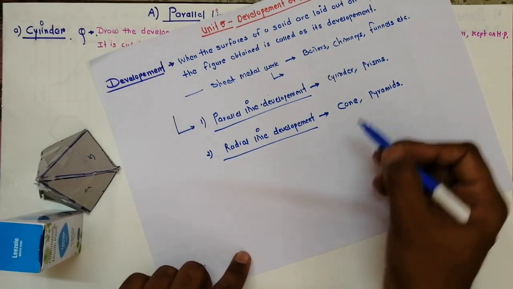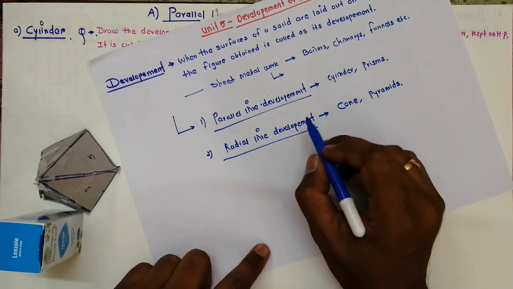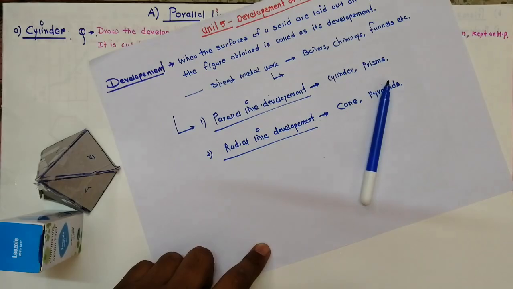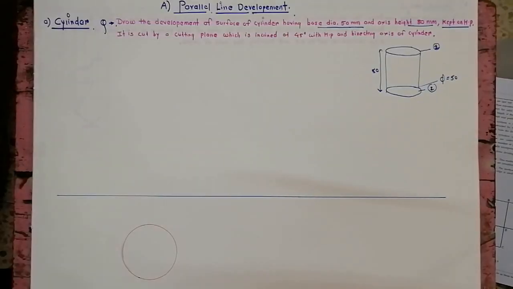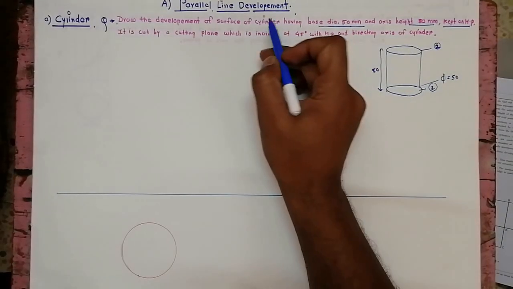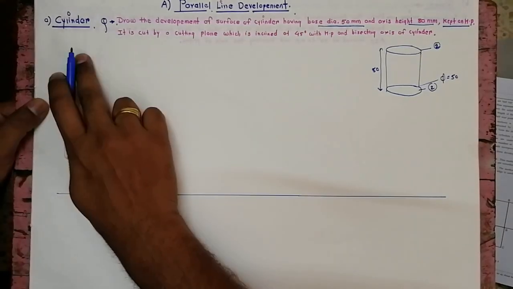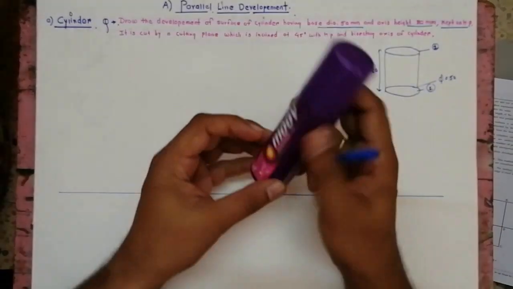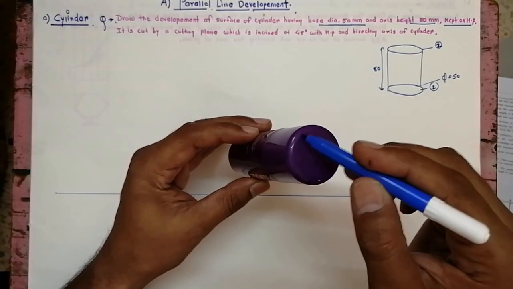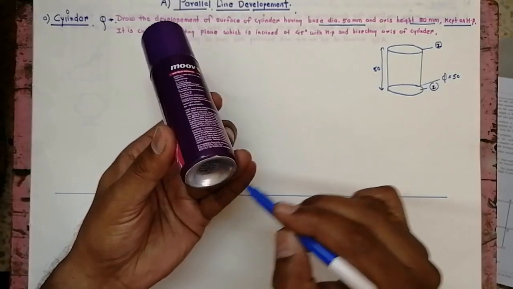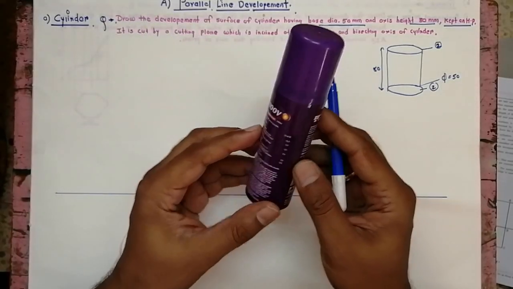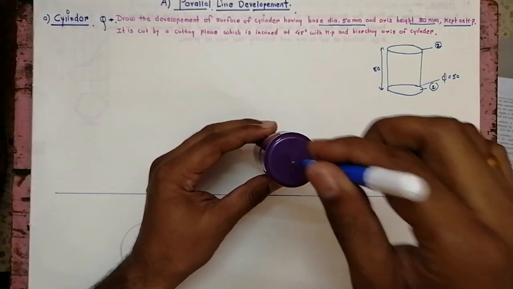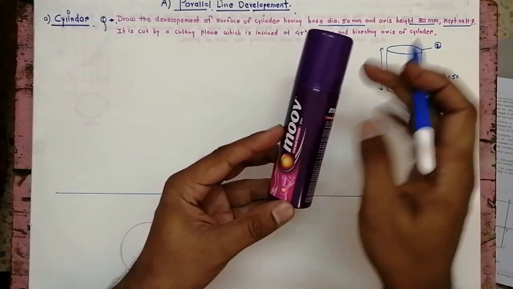We will see one by one how to construct the development for cylinder, prisms, cone and pyramids. We'll start with the first method, parallel line development, and with the first solid, the cylinder. The cylinder is something like this. It has two circles, one at the top and another at the bottom. We have to draw its front view and top view. In top view it looks like a circle, and in front view it looks like a rectangle.